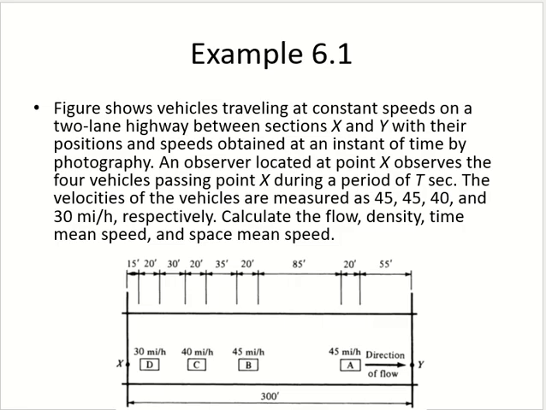We have to calculate the flow, the density, time mean speed, and space mean speed. You are already given four values of speed here, right? And you have to calculate these four things. Out of these four things, which one can I calculate immediately? We are given four speeds. Time mean speed is basically the mean speed. So what is the mean of these four values?